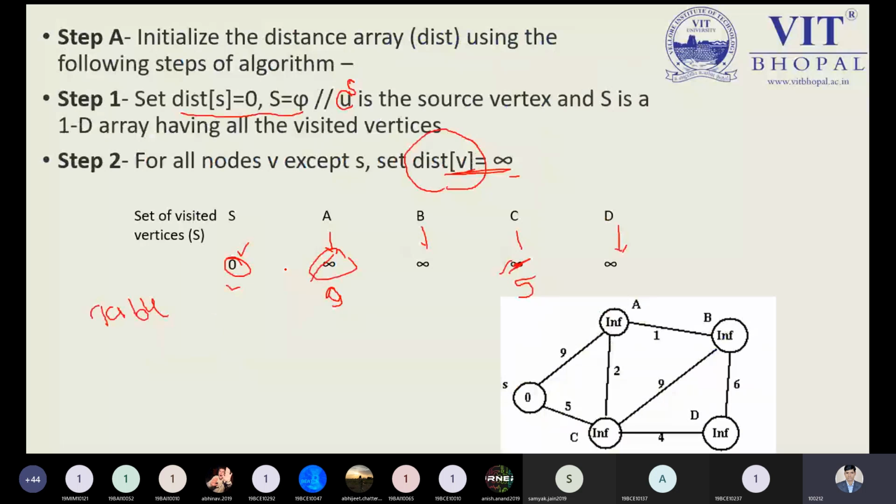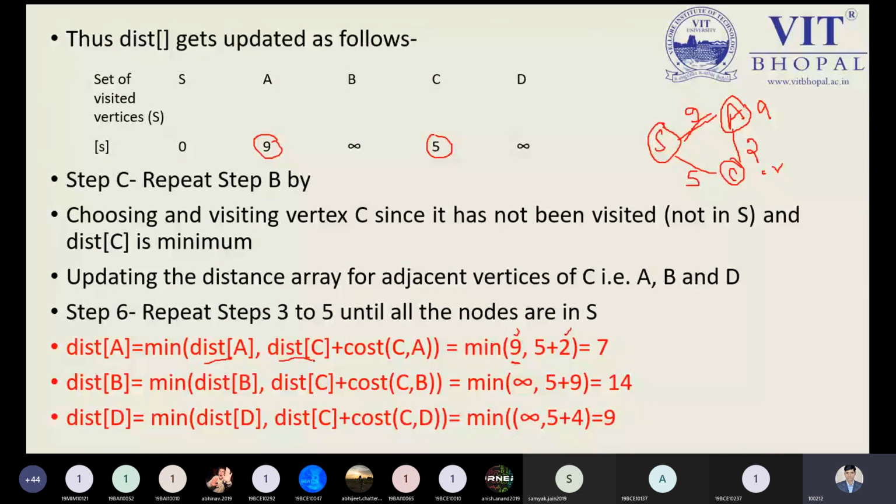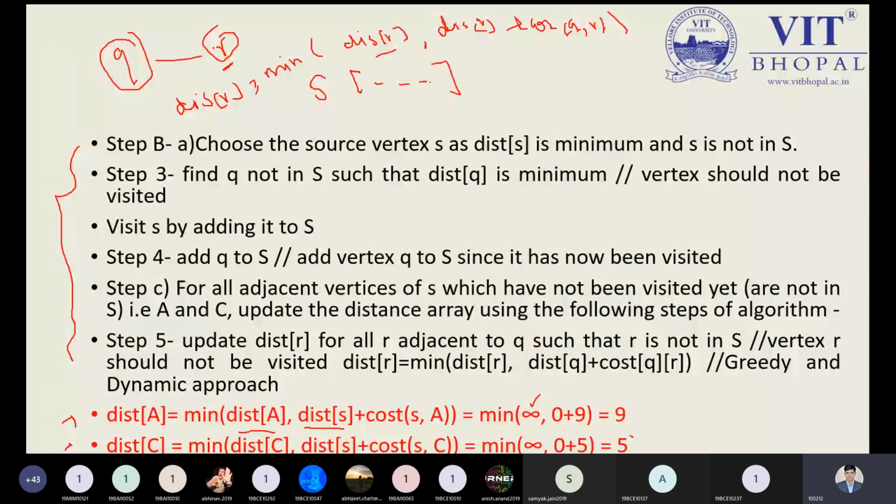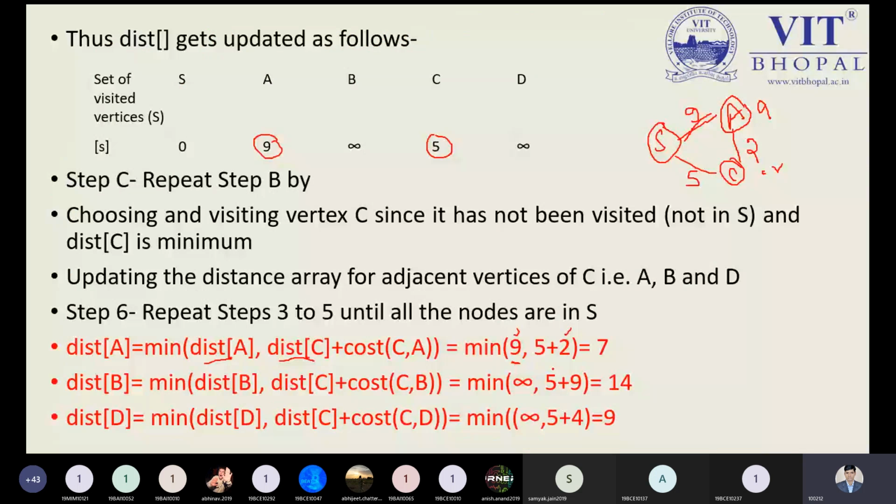And what is the distance C value? Previously we have already calculated, that is a 5. So we need to add over here 5 plus 2, that will be 7. So the distance of A value will be updated by the 7. Can I say? Yes, sir. Okay. So distance of A will be updated by 7 here because it is minimum.